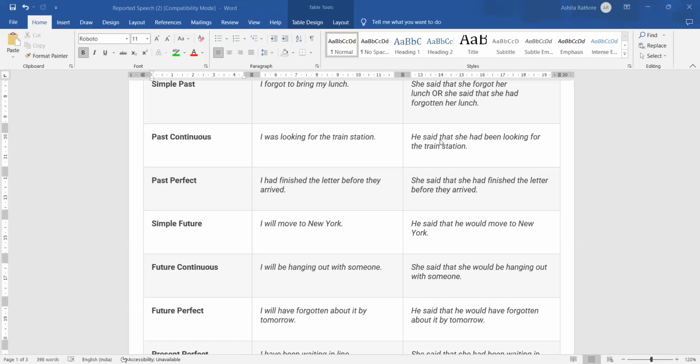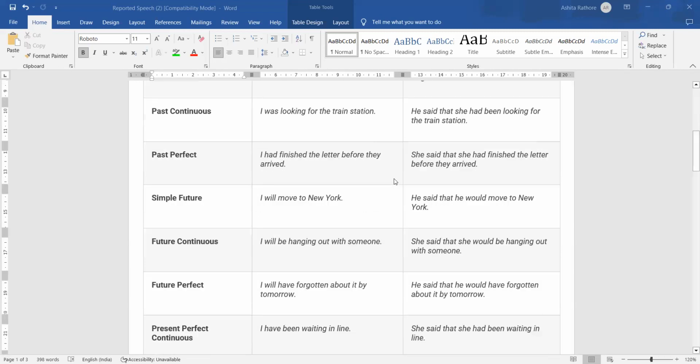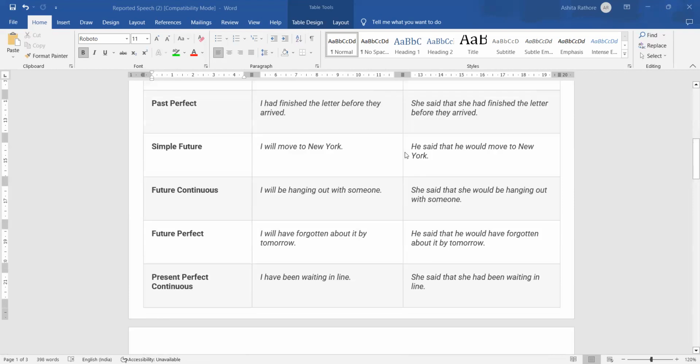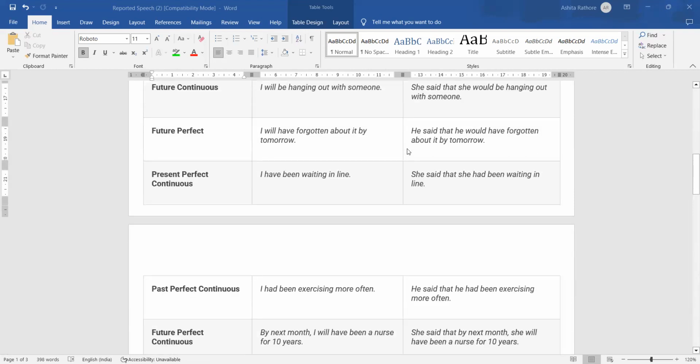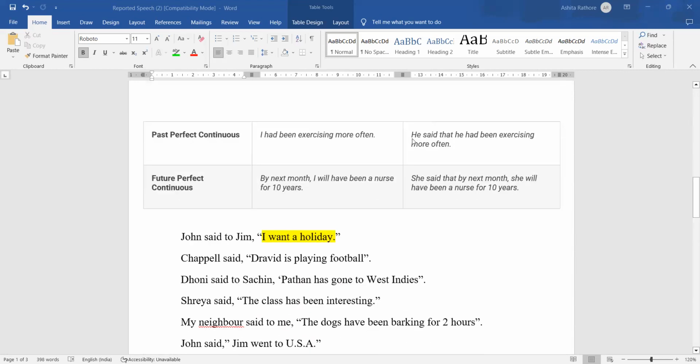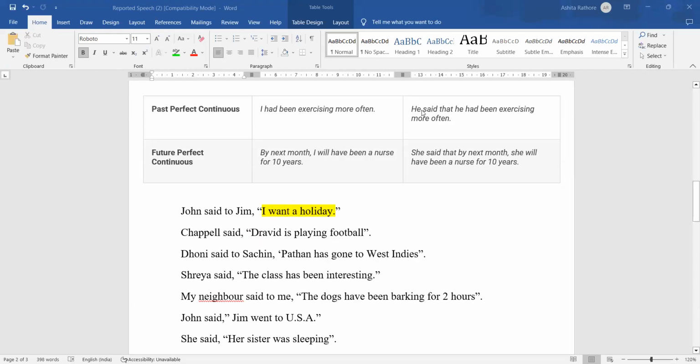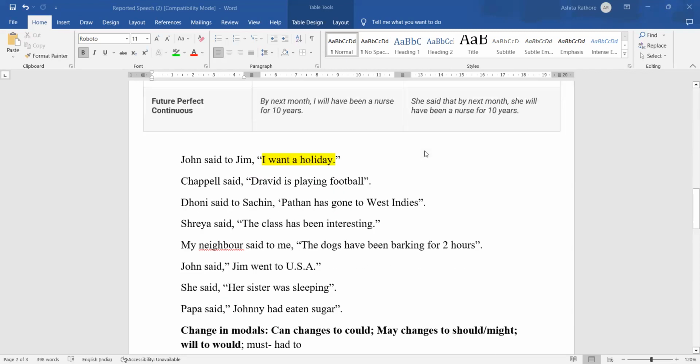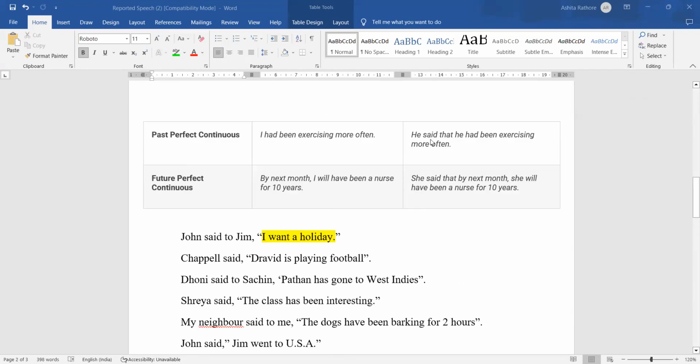And which is the tense which actually cannot really be converted into any reported speech whatsoever? Future perfect continuous. Yes. I just rolled the screen simply to give you people a hint.